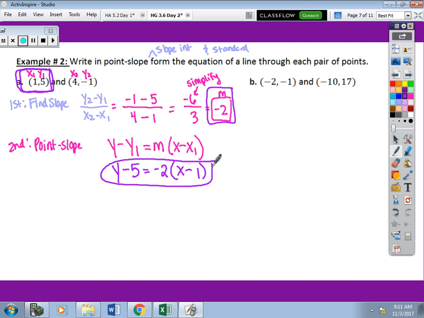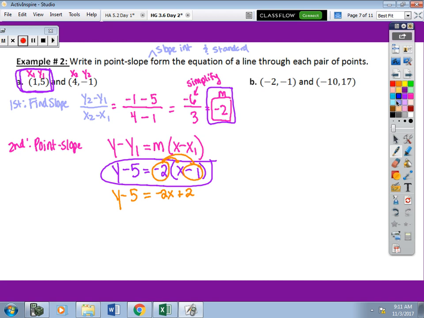On your homework, I think you only have to do it to this point. I think it just says put it in point slope form. I want to practice rewriting it because I saw a couple of you struggling. So let's practice moving this into slope intercept and standard. So the next step, if I want to change it to slope intercept, is to distribute the negative 2 to each term. The left-hand side stays the same. So y minus 5 equals negative 2 times x is negative 2x. And make sure when you distribute, it'll be negative 2 times a negative 1, which will get me a positive 2.